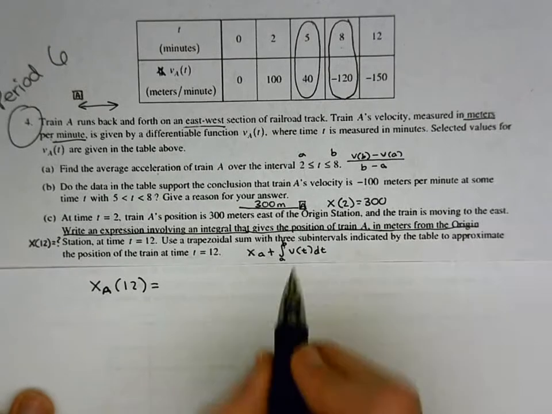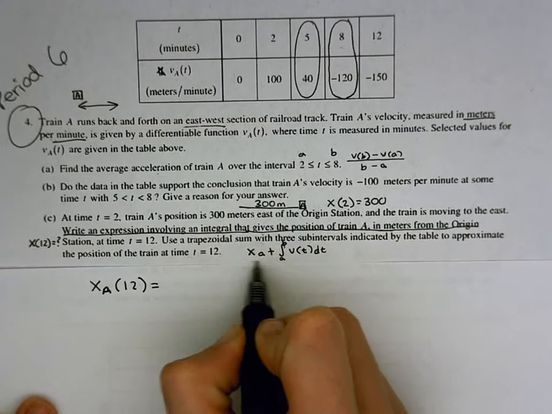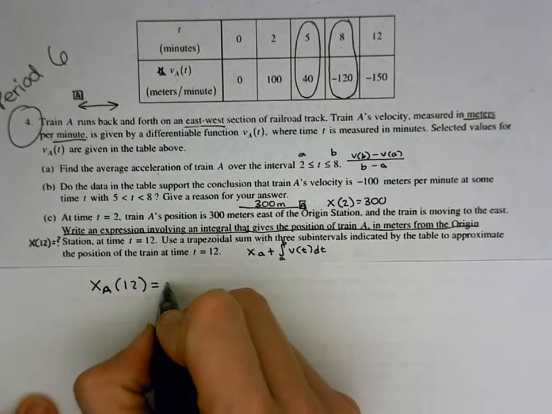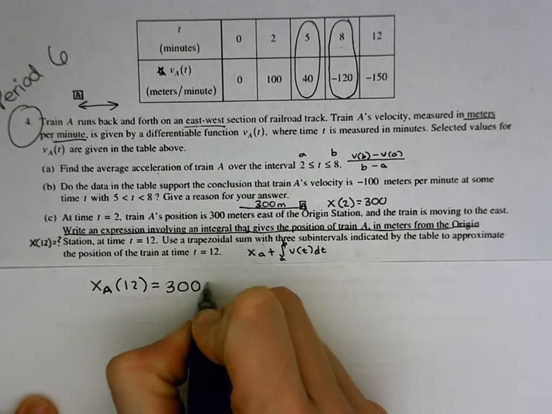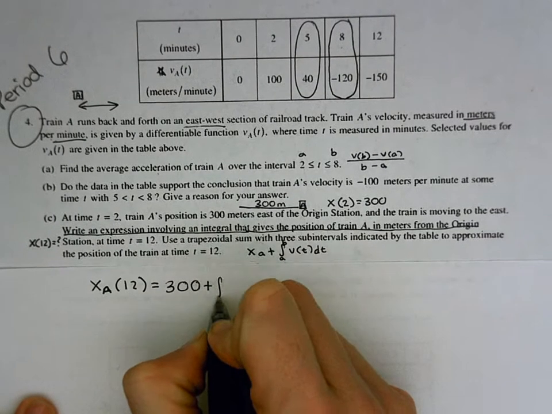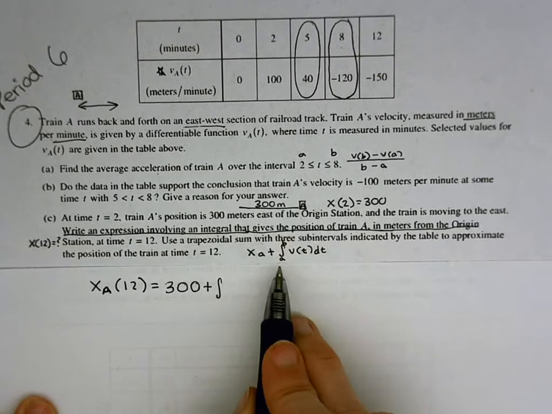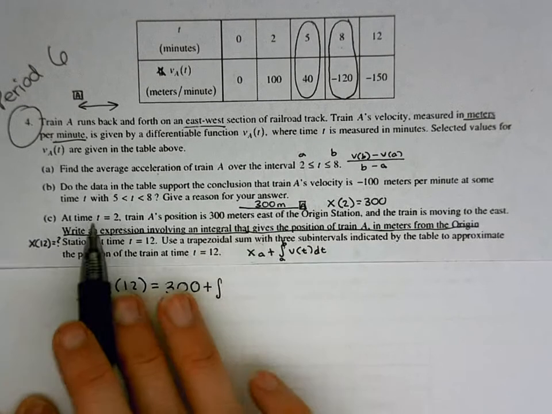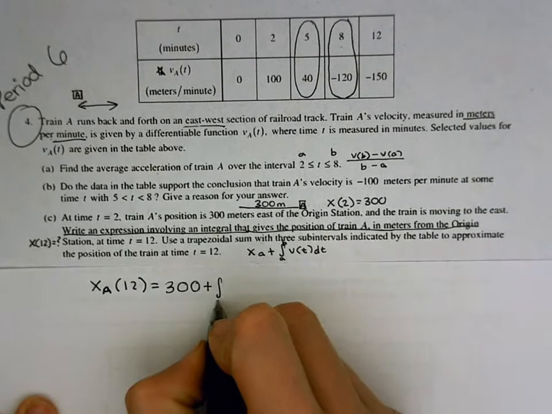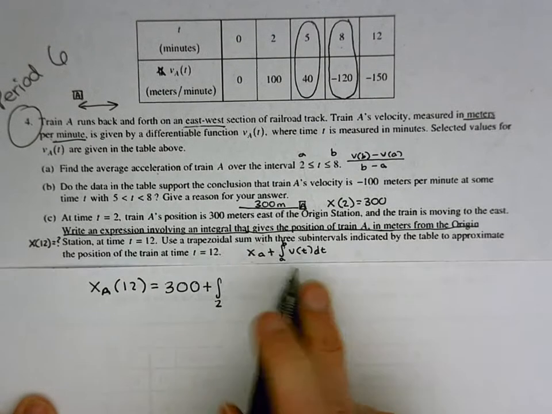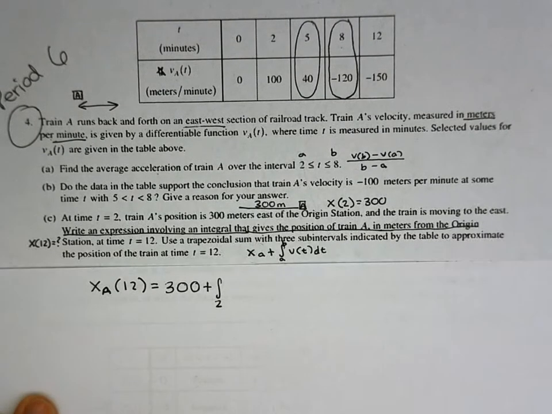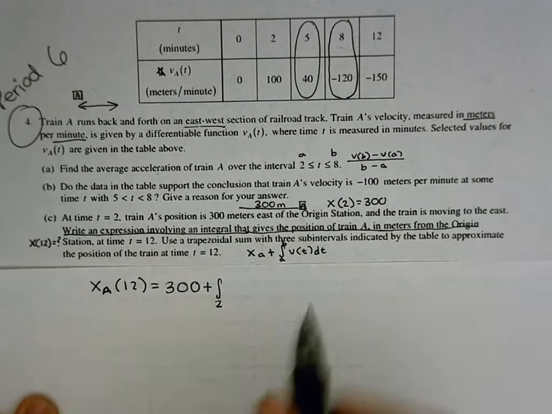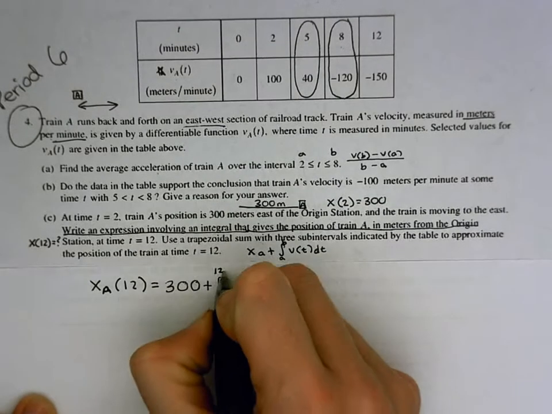So my x sub A is the given position. In this case, I'm given that my train is located at 300. A is the given time of that given position. So at 300 meters, this was at time t equals 2, so my given time is 2. And then B is my desired time, the one I'm looking to find. In this particular case, I'm looking to find my position at t equals 12, and so 12 goes up here.